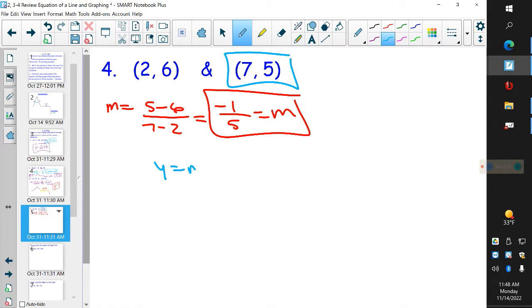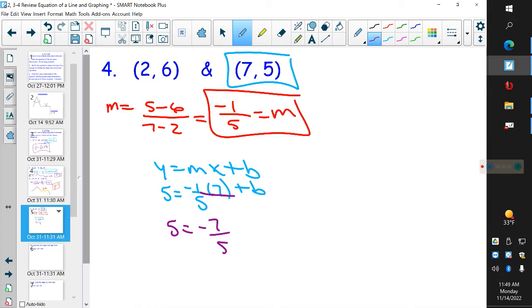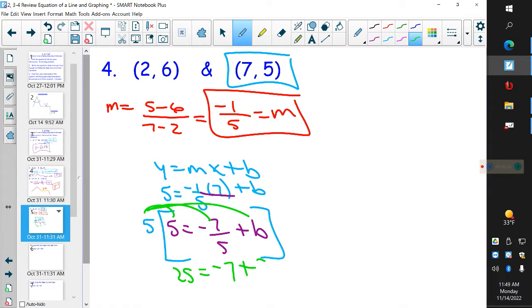So I have y equals mx plus b. 5 is y. 7 is going to be your x. -1/5 is my slope. So you're going to extend that bar and attach them by multiplication, making -7/5 plus b over there. What do I do next? Multiply every single thing by 5. Yes? So that's going to be 25 is equal to, those 5's cancel, -7 plus 5b.